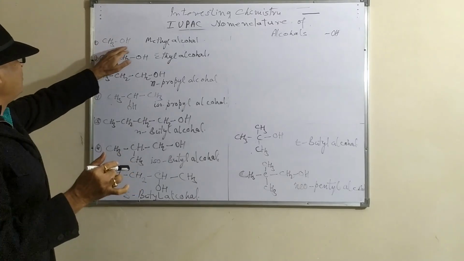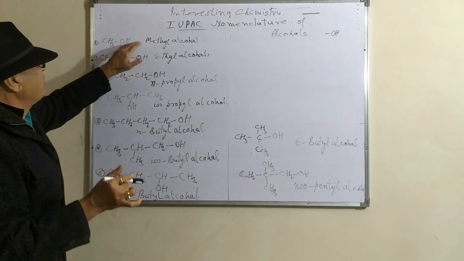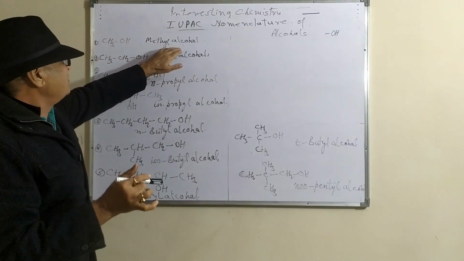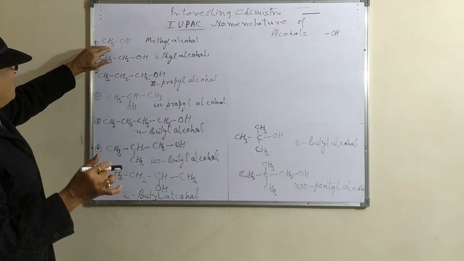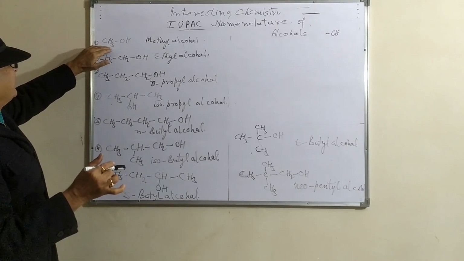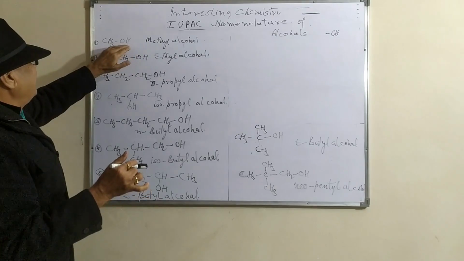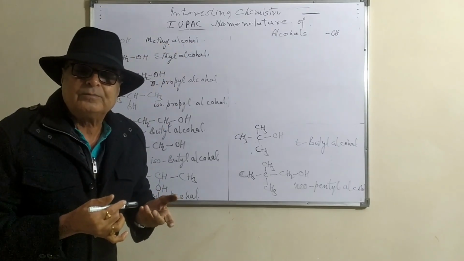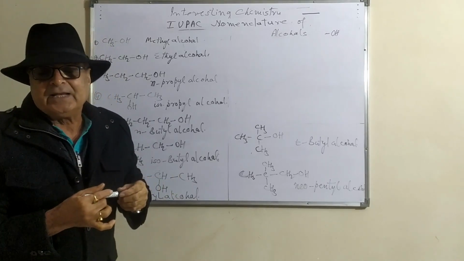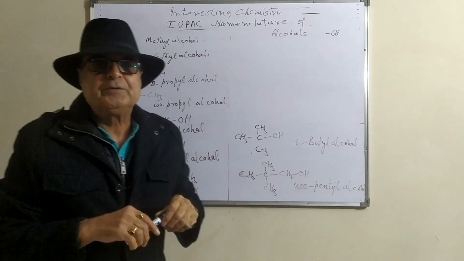This is CH3OH. The old name of CH3OH is methyl alcohol. Suppose in methane there are four hydrogens, but one hydrogen is replaced by OH. So methane becomes methyl and OH is alcohol, so it is the name methyl alcohol. But now in IUPAC, the name will be different.